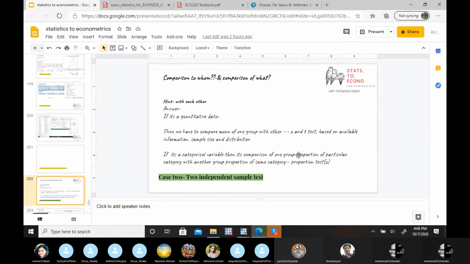Okay, now the situation again, comparison of what? Now, if it's a case of quantitative data, then we have to compare the mean of one group with the other. Again, we can use Z/T test based upon the available information, sample size, and distribution. If it's a categorical variable, then it's a comparison of the proportion of one group of a particular category with another group's proportion of the same category. Then we use the proportion Z test. So we do it one by one.